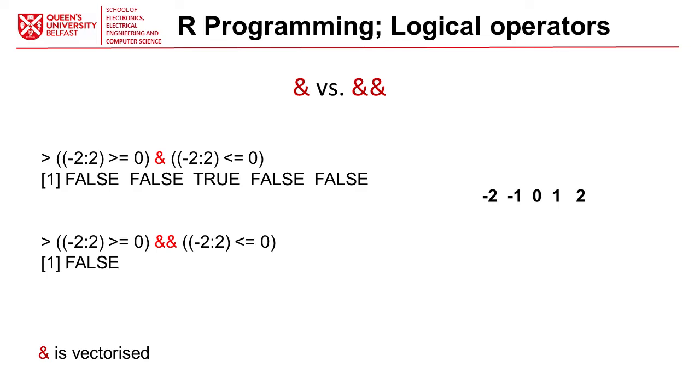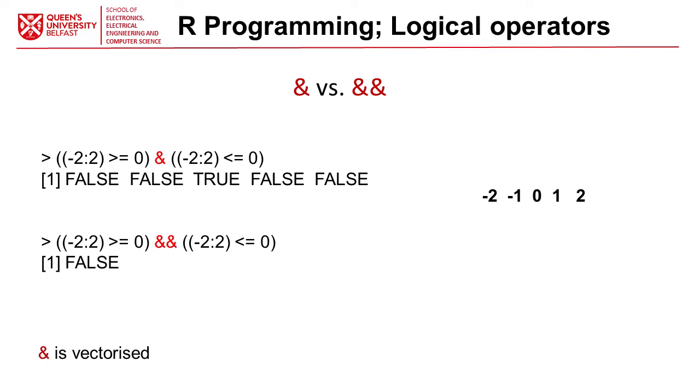Again, false and true, creating false. And similarly for the rest. So for the 0, 0 greater than or equal to 0, yes, true. Again, for this one, 0 less than or equal to 0, true, true, true, creating this true. Okay. So it provided a vector of each individual comparison of two vectors. But for the double ampersand, it's just creating the final AND operation for the vectors.